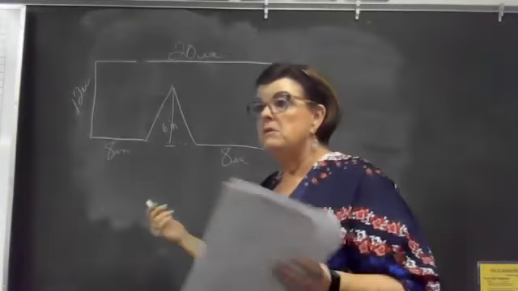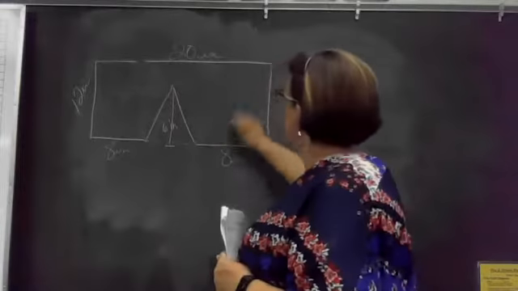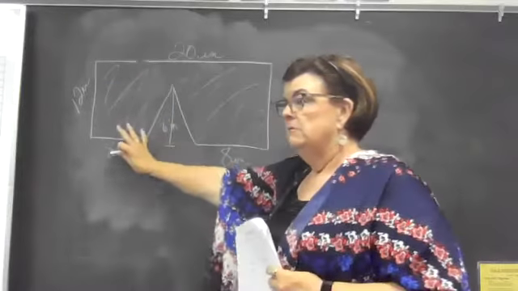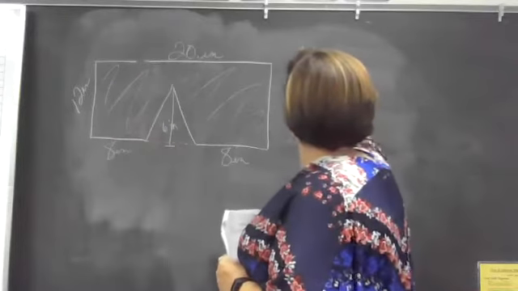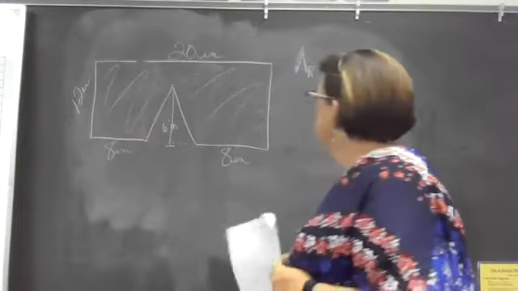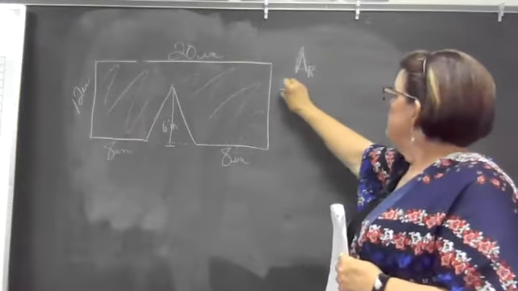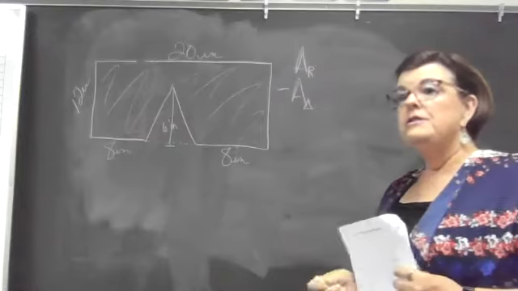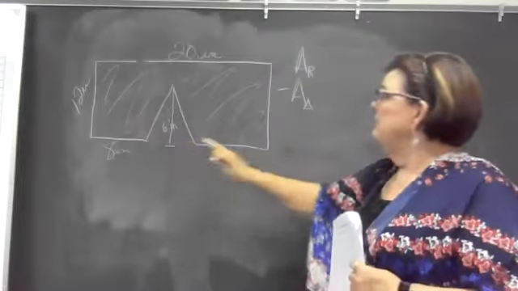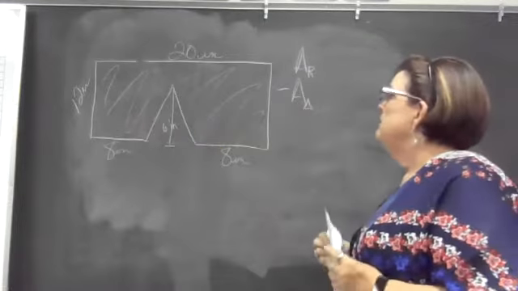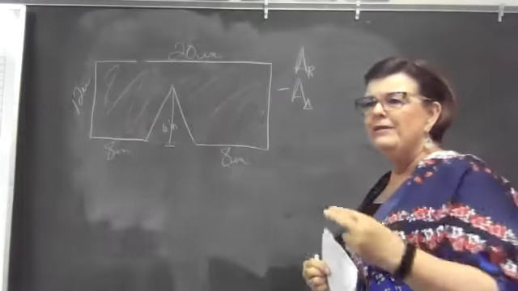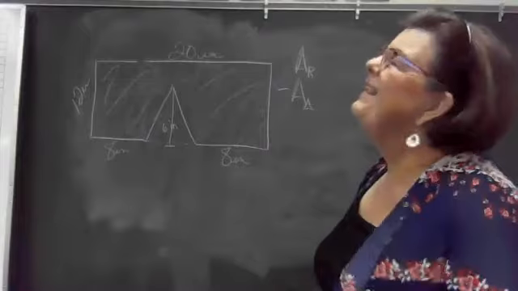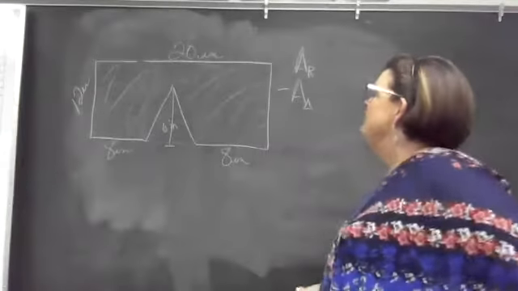Cutting it out means to minus, right? So we're going to find the area of the rectangle. Let's put our plan up here, and we're going to subtract the area of this little triangle. Do y'all see? Because I don't want that. I want to cut it out.